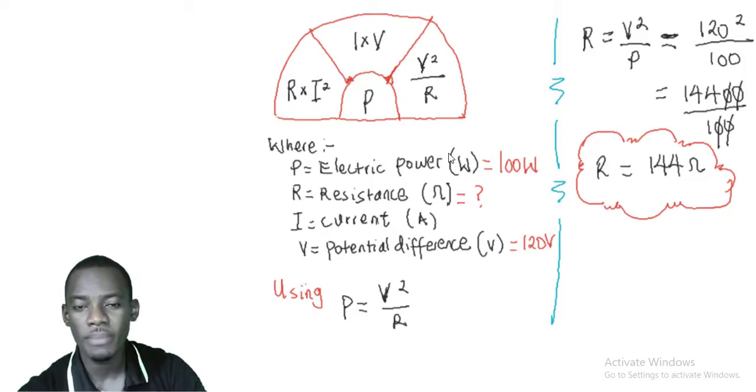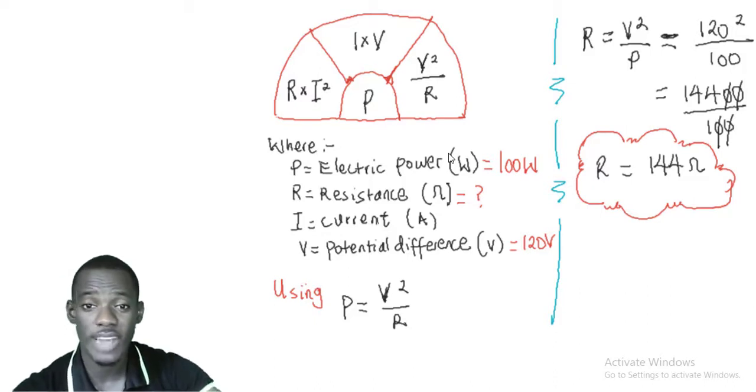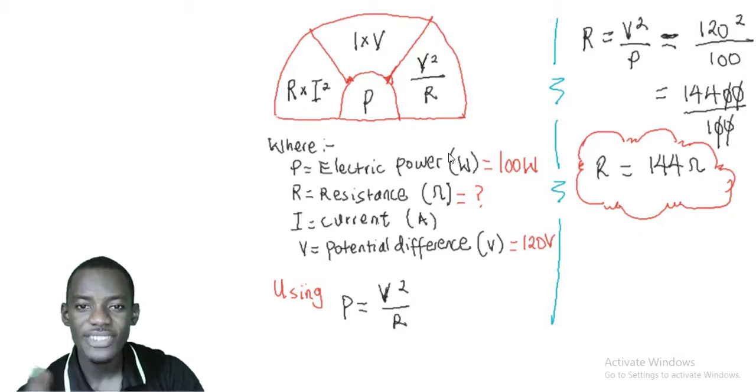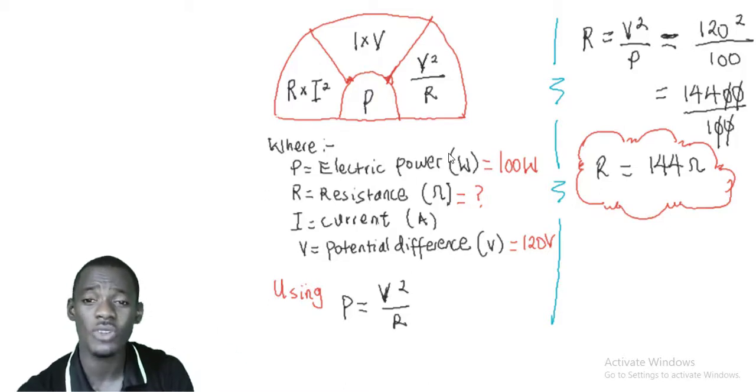Okay, so let's go. Generally, you can also just memorize all: I squared R, or IV, or V squared over R. They are all power formulas, and depending on the question, you may want to use any of them.